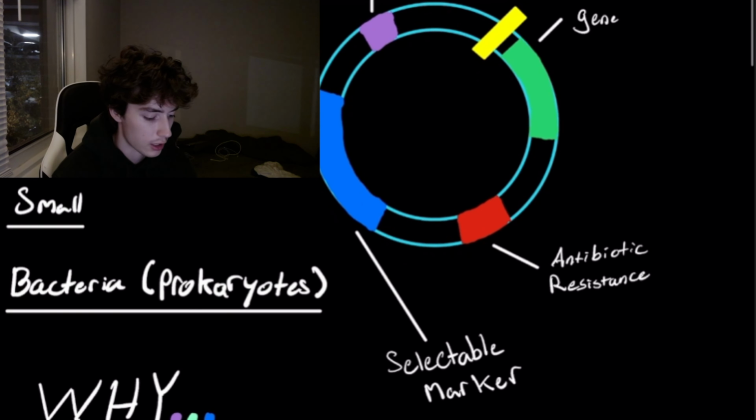You also have your selectable marker. The selectable marker is a little bit harder to explain, but it is a gene that will allow scientists and researchers to actually see if a cell has taken up a plasmid. If you were to mix bacteria and plasmids together, the selectable marker would be able to determine, through plating, etc., if a bacterium has actually taken up a plasmid.